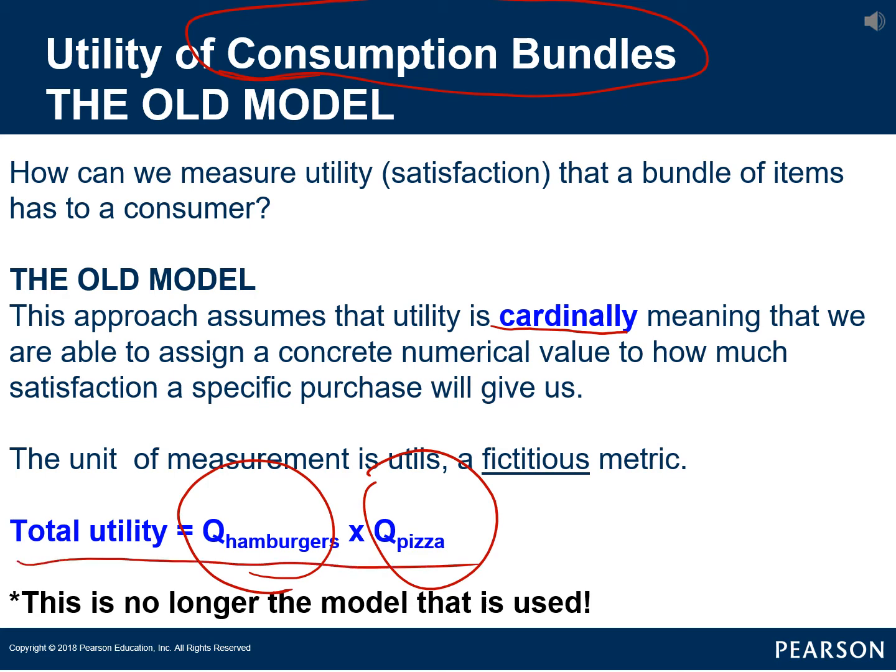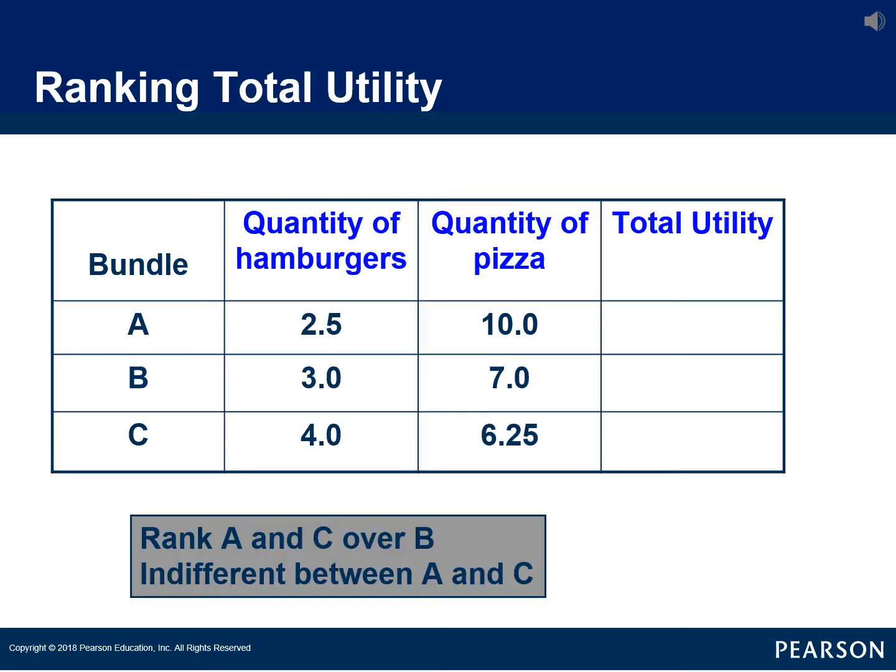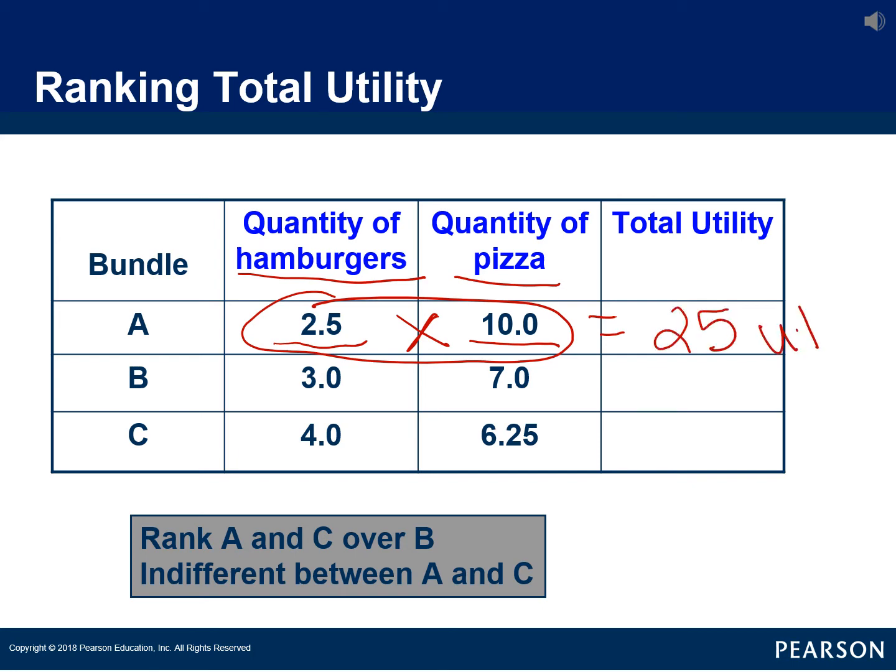So the calculation that was historically used to calculate the total utility of consumption bundles is just the quantity of one item times the quantity of the other item. So very simple. We have multiple bundles of different quantities of hamburgers and different quantities of pizza. Our first bundle has 2.5 hamburgers and 10 pizzas. So if we follow the equation to find the total utility for this bundle, 2.5 times 10 is 25. So 25 utils.